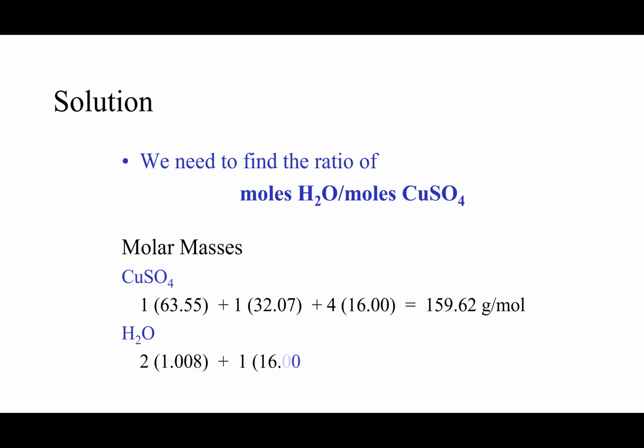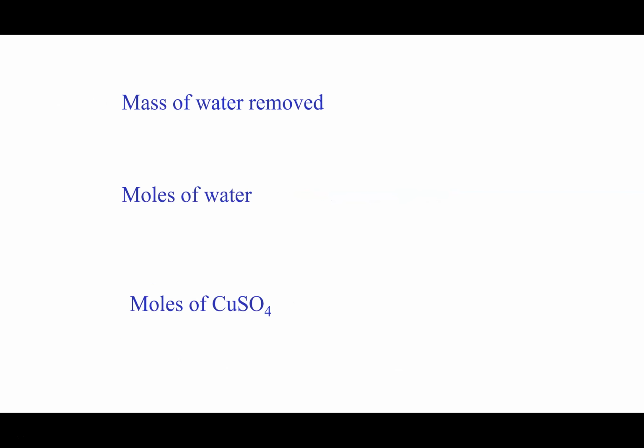We're also going to need the molar mass of water. So we have 2 times 1.008 for the hydrogens plus 1 times 16.00. The molar mass of water is 18.02 grams per mole, and we can use that molar mass to get to moles. So then here we go. Before I start, I'm going to knock out what you told me I could get by difference. There it is, by difference.